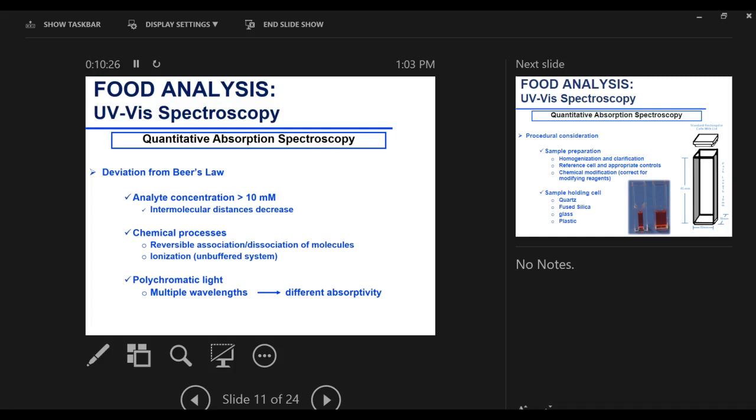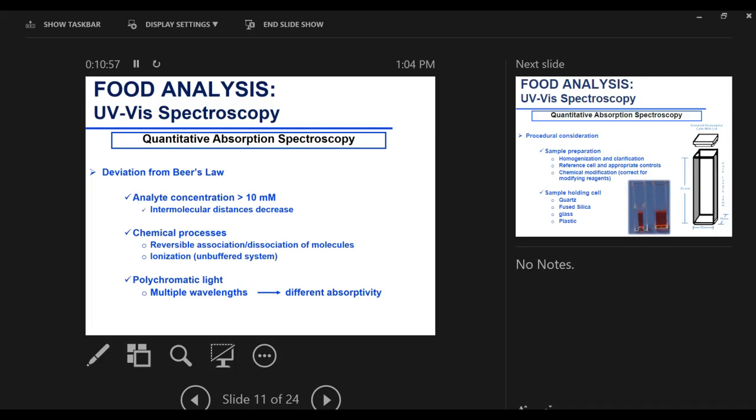Chemical processes. What would be the pH in the system, for example, that might cause dissociation or association of the molecule, losing a proton, gaining a proton, getting ionized. That impacts ionization, association and dissociation, which again impacts the absorptivity of your molecule. So you want to make sure that your system is not impacting the chemical nature of your molecule.